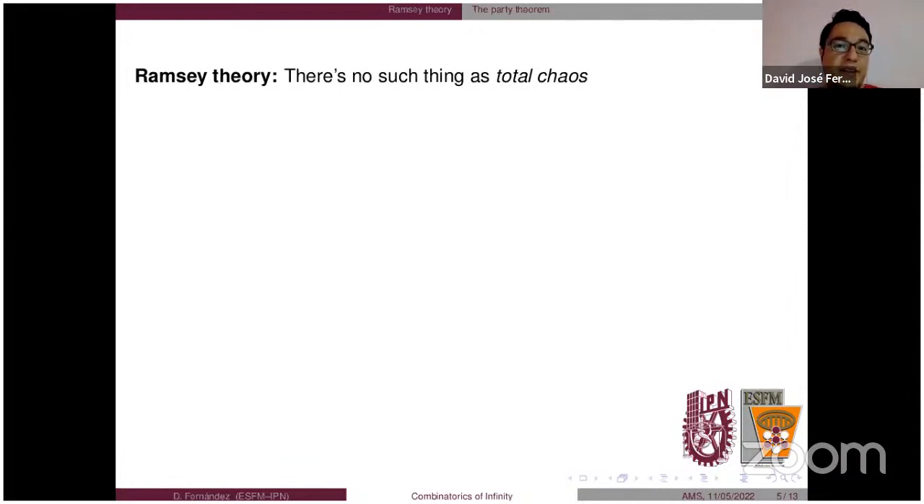The motto of Ramsey theory is that there's no such thing as total chaos. This needs to be explained. What do we mean by total chaos? And so I think I'm going to start by showing you what I consider to be the easiest result in Ramsey theory, or the very first result in Ramsey theory to me, which is just the pigeonhole principle.